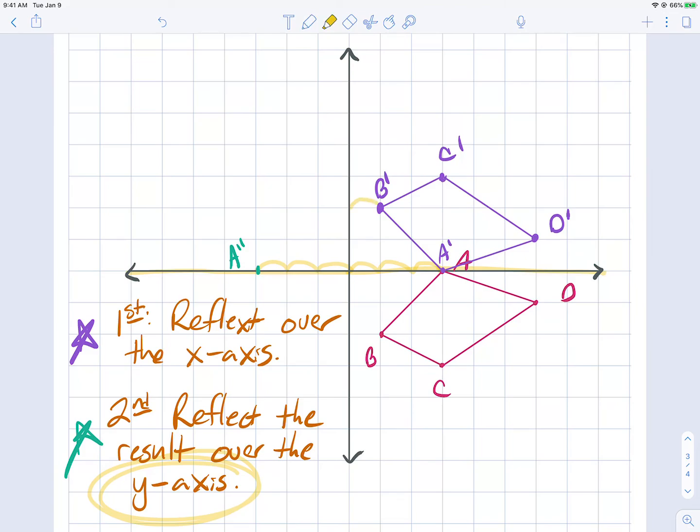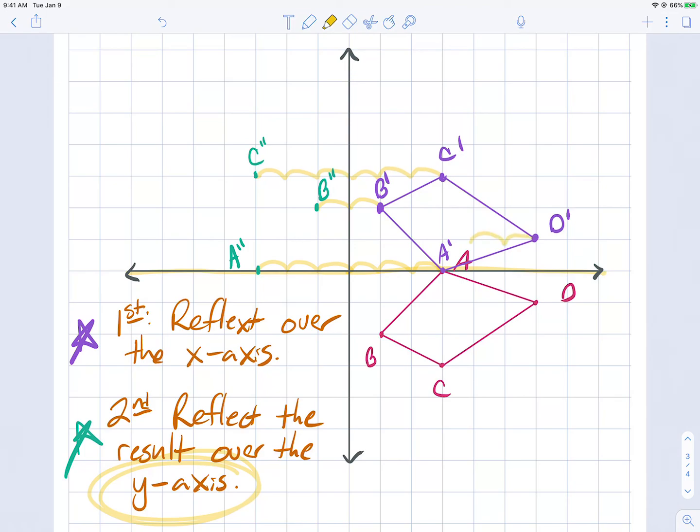B prime is 1 away, so B double prime must be 1 away on the opposite side. C prime is 1, 2, 3. So C double prime is 1, 2, 3. So it's basically you're counting. So counting how far away the points are from whatever their line of reflection is.